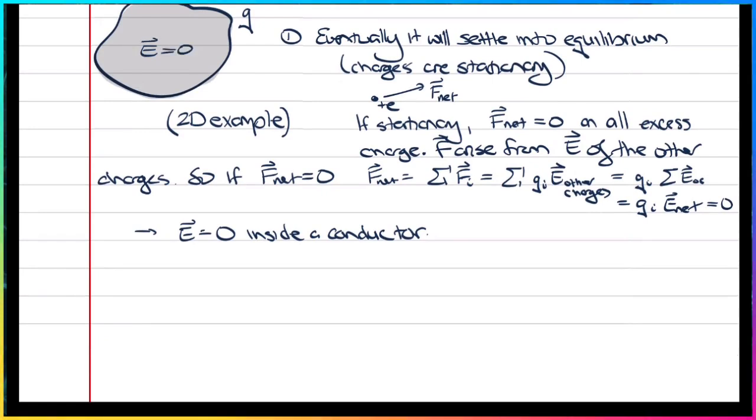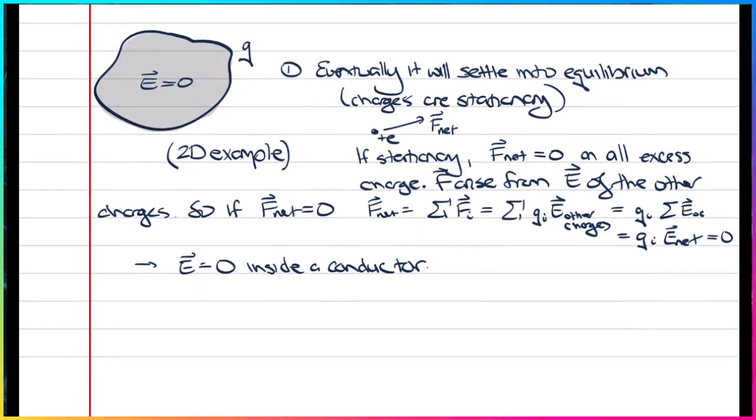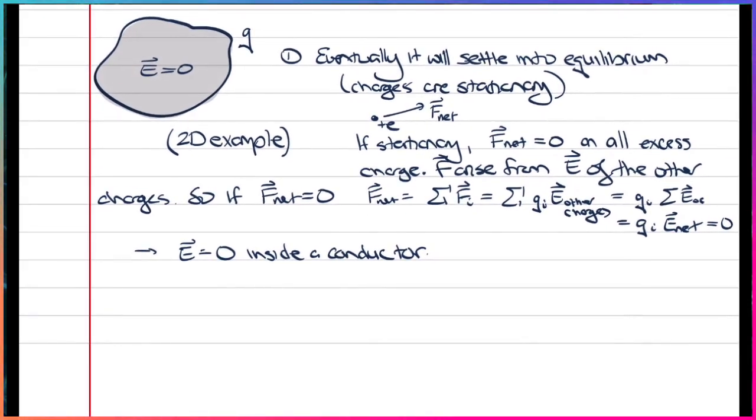Now there's still all those extra charges. We haven't said where they are. I believe in class you gave an argument of thinking probably on the surface, because that allows them to get as far away from each other as possible. Turns out that's correct. Let's actually prove it.